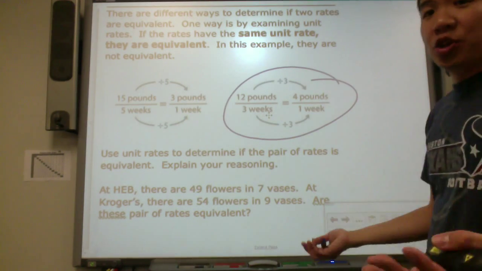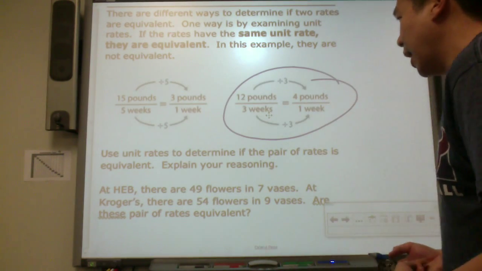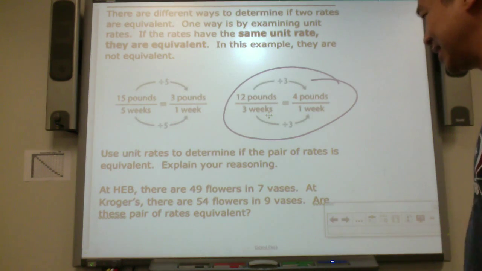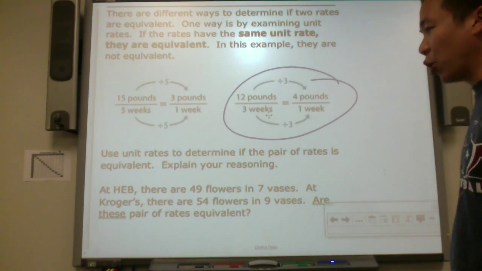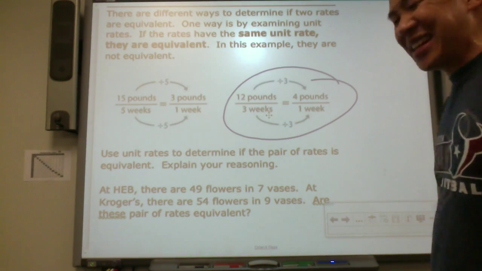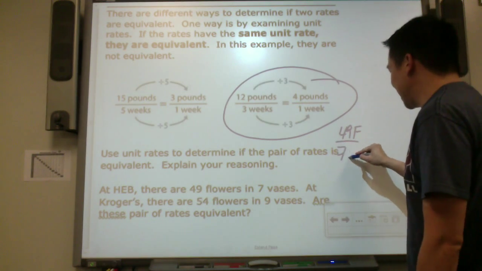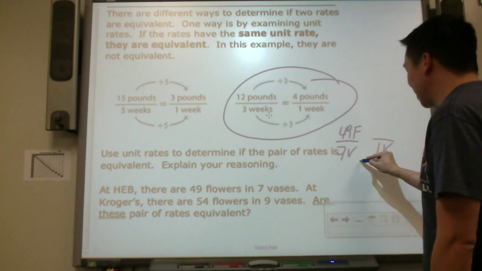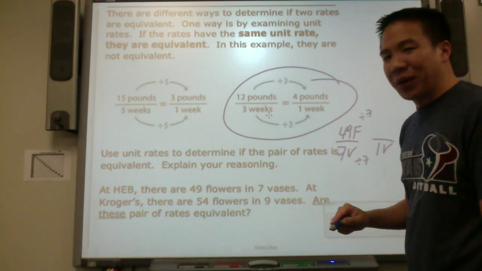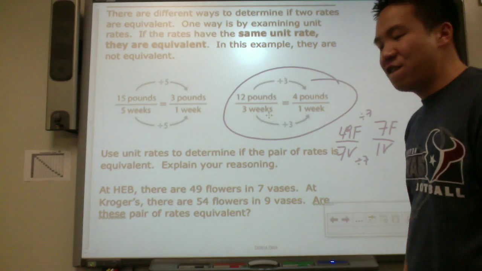So some people like doing unit rates by breaking it down to 1 per unit. For example, at H-E-B there are 49 flowers in 7 vases. At Kroger's there are 54 flowers in 9 vases. Are this pair of rates equivalent? So we have 49 flowers in 7 vases. I want to break it down to 1 vase because I want a unit rate, so I scale down by dividing by 7. I get 7 flowers for every 1 vase.